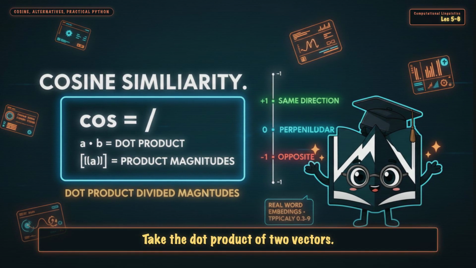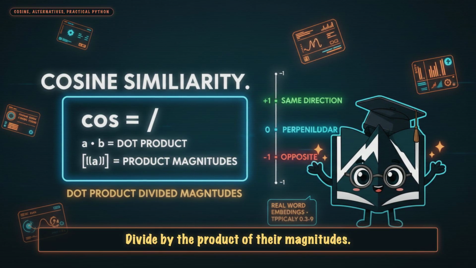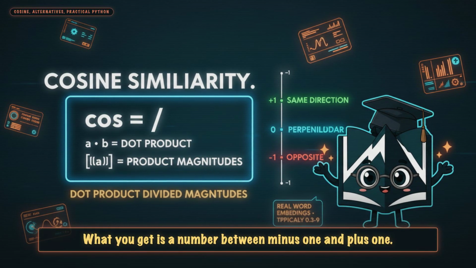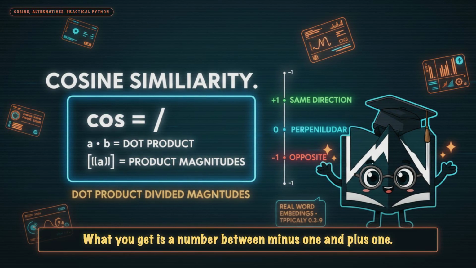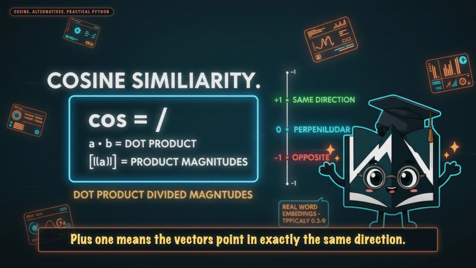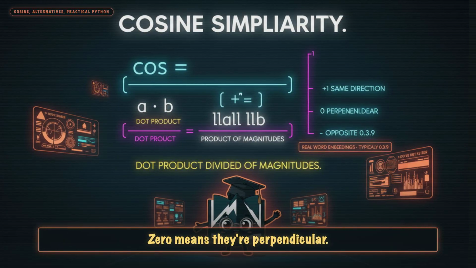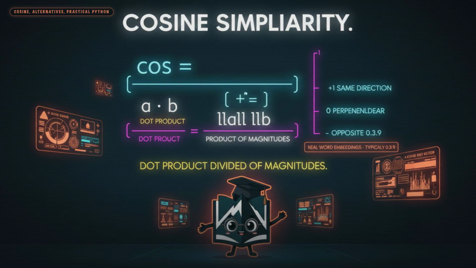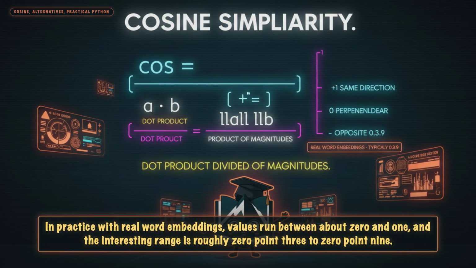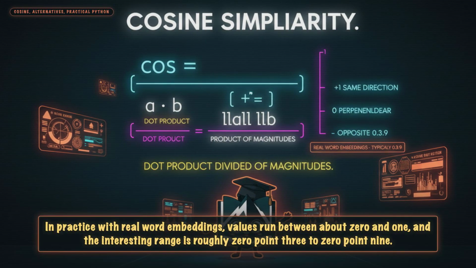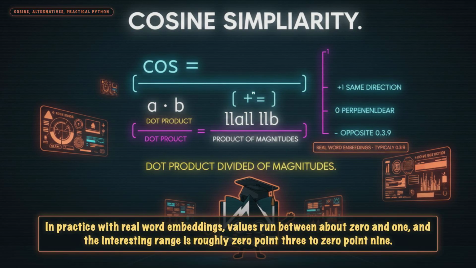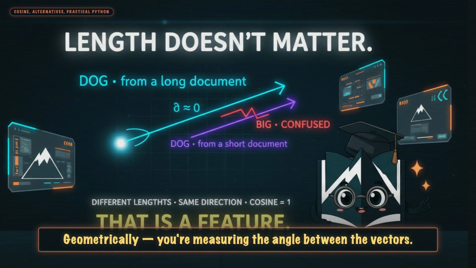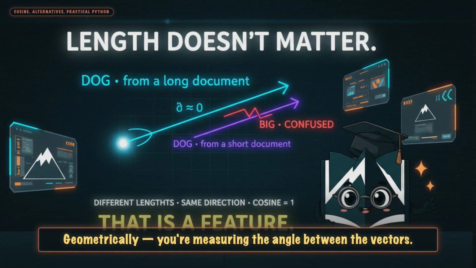Beat 1, cosine similarity. The formula. Take the dot product of 2 vectors, divide by the product of their magnitudes. That's it. What you get is a number between -1 and +1. +1 means the vectors point in exactly the same direction. 0 means they're perpendicular. -1 means opposite directions. In practice with real word embeddings, values run between about 0 and 1, and the interesting range is roughly 0.3 to 0.9.